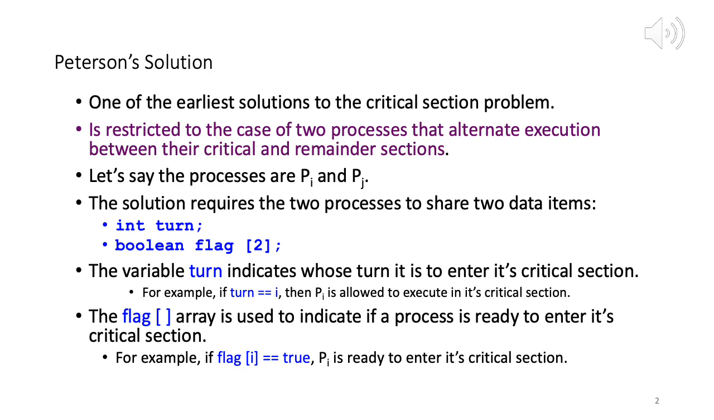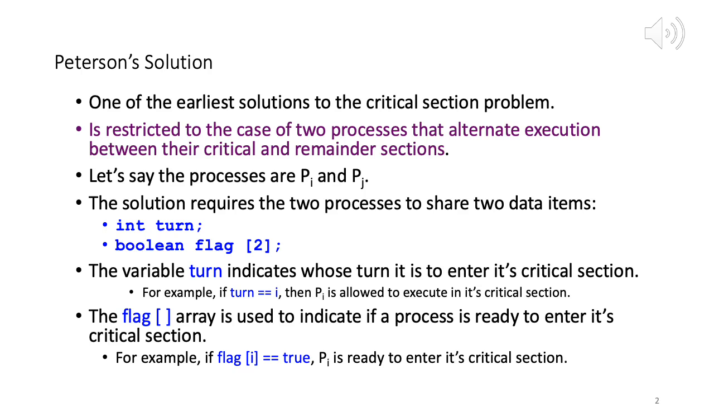The variable turn indicates whose turn it is to enter its critical section. It can be set to 2 values, i and j. For example, if turn is equal to i, then Pi is allowed to execute in its critical section. If turn is equal to j, then Pj is allowed to execute its critical section. In other words, if a process, whether it's Pi or Pj, wishes to enter its critical section, it will declare its intention by setting the turn value to i or j. So both Pi and Pj can do that.